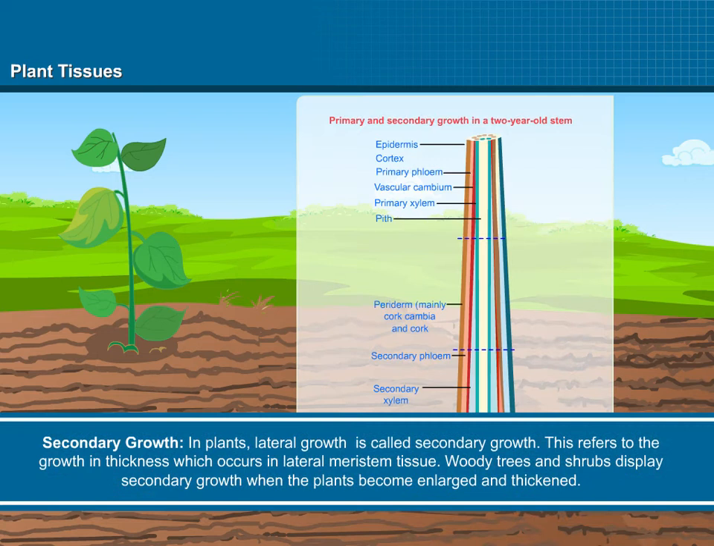Secondary growth. In plants, lateral growth is called secondary growth. This refers to the growth in thickness which occurs in lateral meristem tissue. Woody trees and shrubs display secondary growth when the plants become enlarged and thickened.